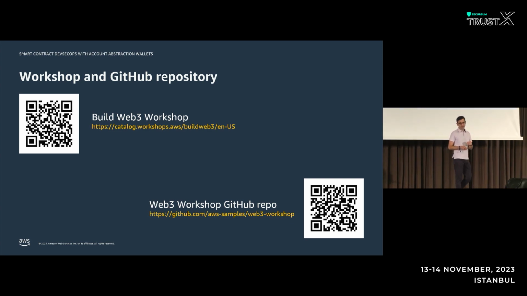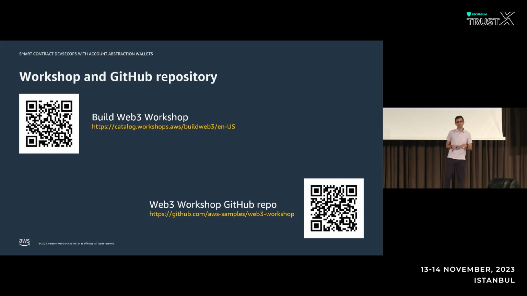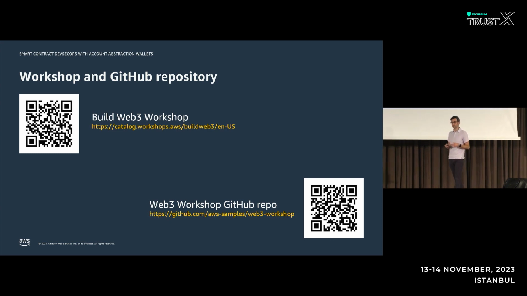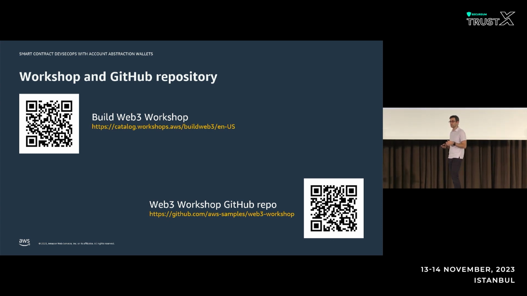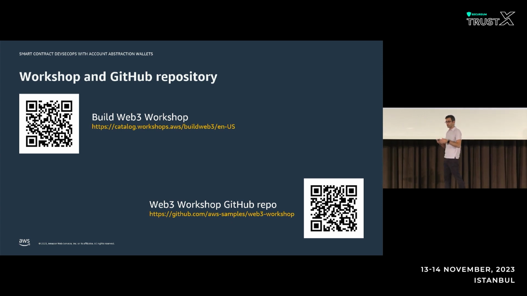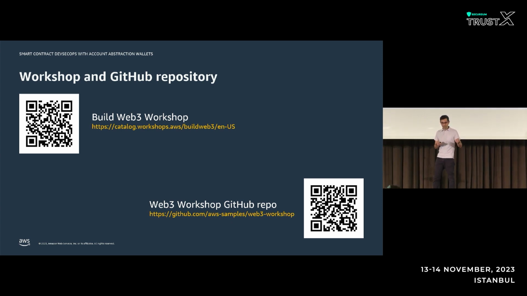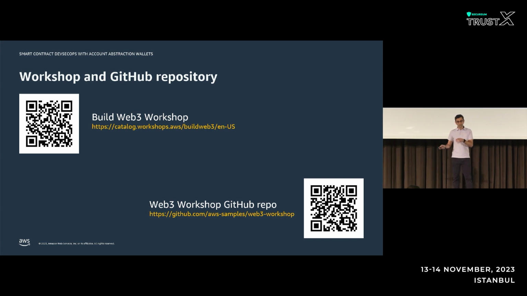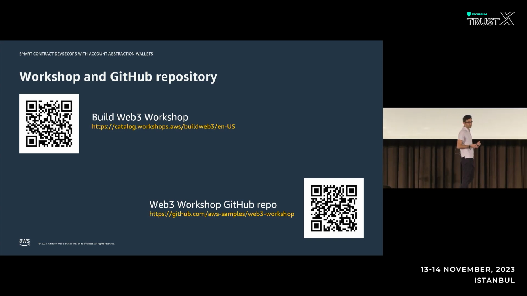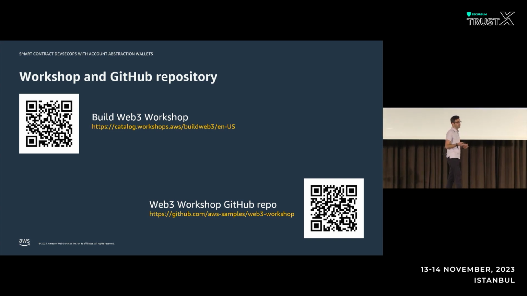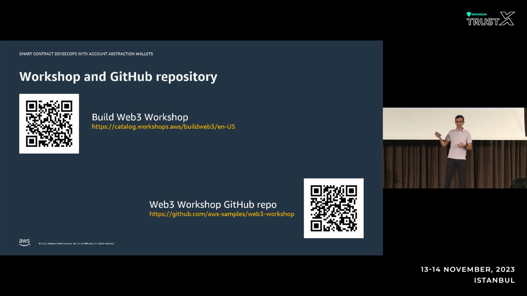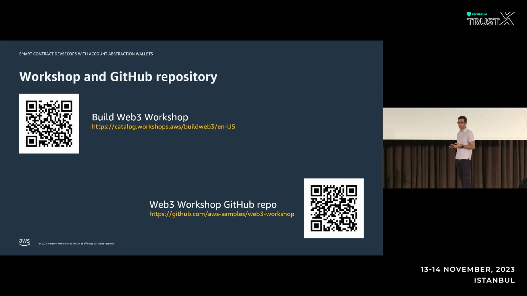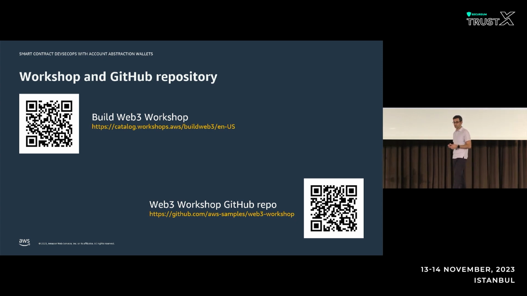So in the top left, that QR code is for the workshop itself. There's lots of elements in there. We deploy a graph node for indexing. We work with IPFS. We build a UI. Lots of Web3 components there. And then the bottom right is the GitHub repository for this workshop. So if you're interested in what I've talked about here and you want to see the CI/CD pipeline and how we built our account abstraction wallets, that's all publicly available in the GitHub repo there.